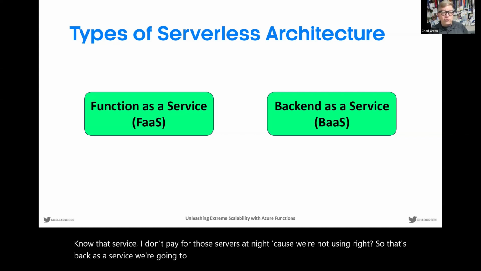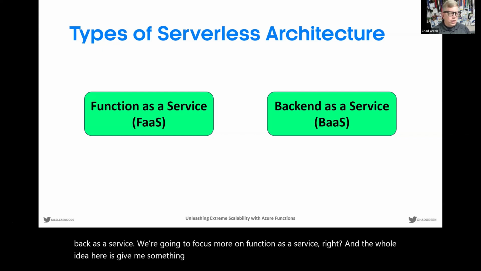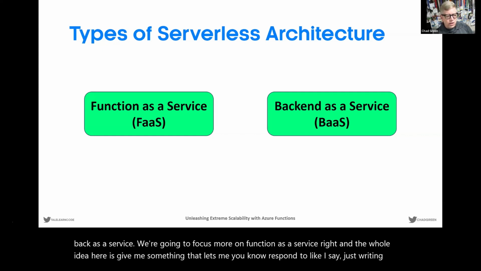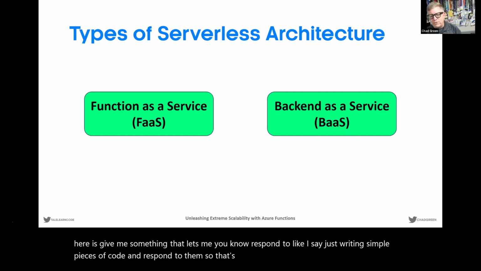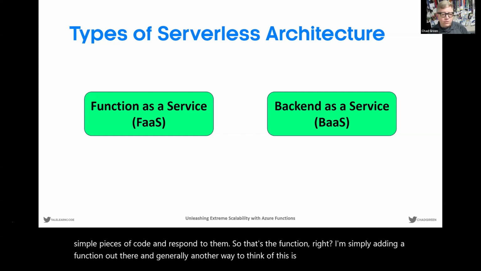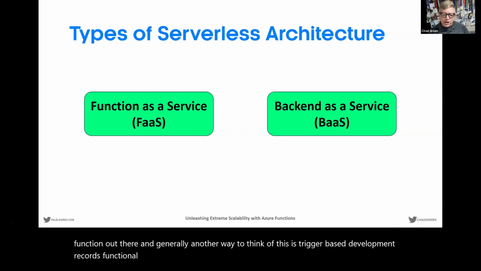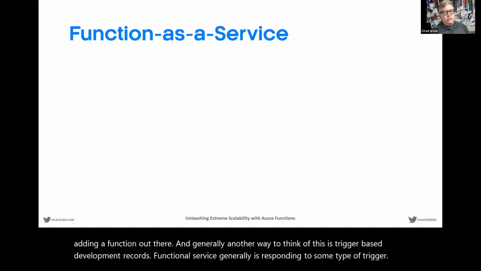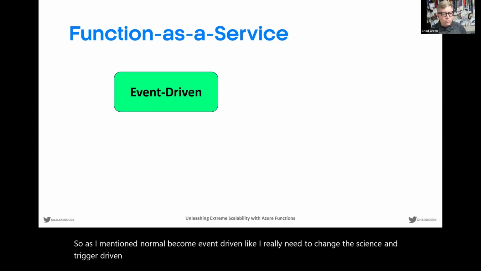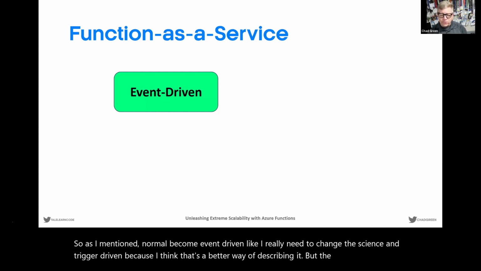We're going to focus more on function as a service. The whole idea here is give me something that lets me respond to, just by writing simple pieces of code. So that's the function. I'm simply adding a function out there. Another way to think of this is trigger-based development, because function as a service generally is responding to some type of trigger. As I was mentioning, normally we call them event-driven. I really need to change the slide and say trigger-driven because I think that's a better way of describing it. But the point is something happens and it triggers a piece of code to run.